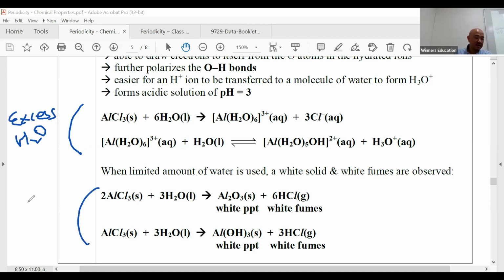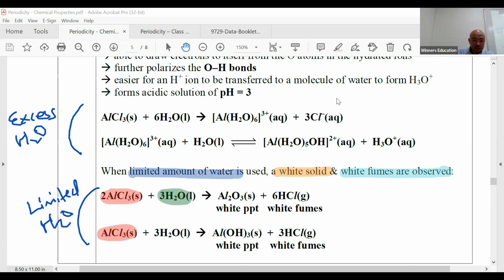This is when you have limited water. You don't add a lot of water, you just add a few drops, let's say. Then you will see something different. What will you see? A white solid and a white film, whatever color it is. Why? Once again, it is because your AlCl3, let's say they are red in color, reacts with your water and you form a white precipitate.